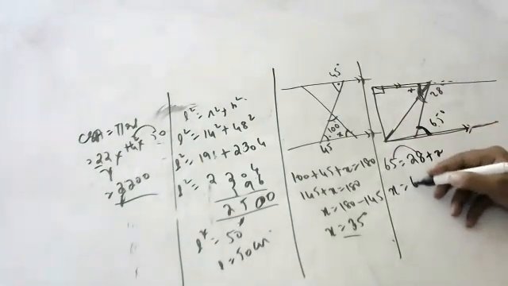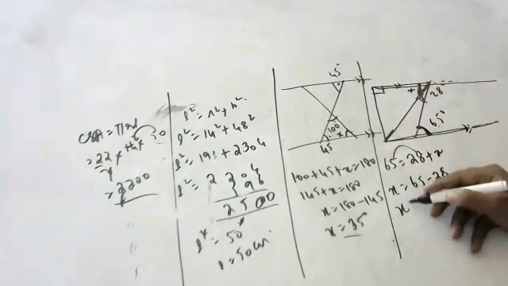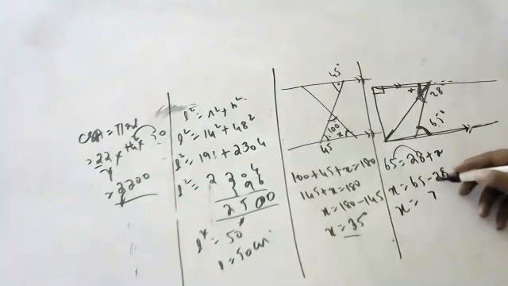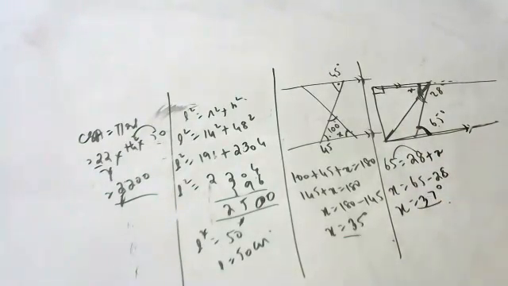So x is equal to 65 minus 28. x is equal to 65 minus 28, 5 minus 8... 15 minus 8 is 7, and 5 minus 2 is 3, so 37. 37 degrees is the answer, children. Understood, children? Anyone have any doubt?